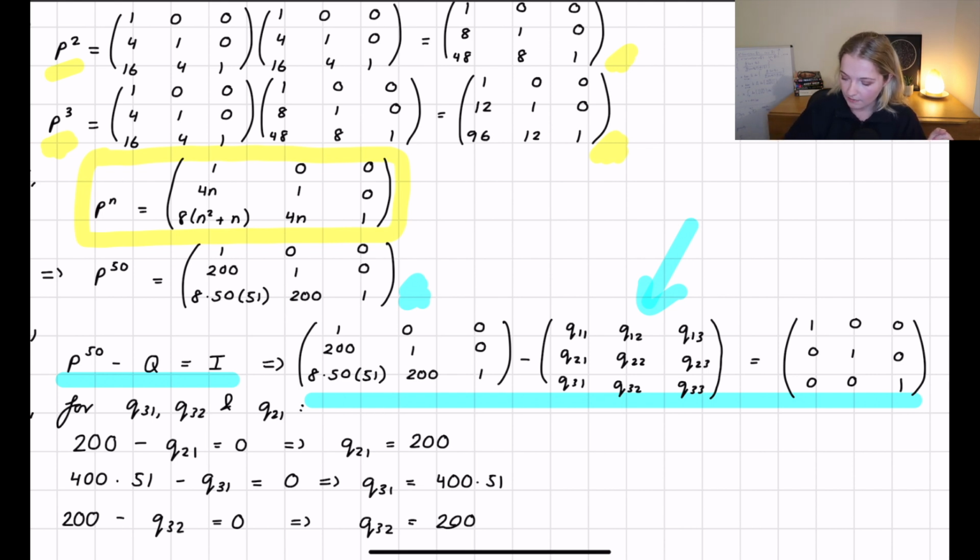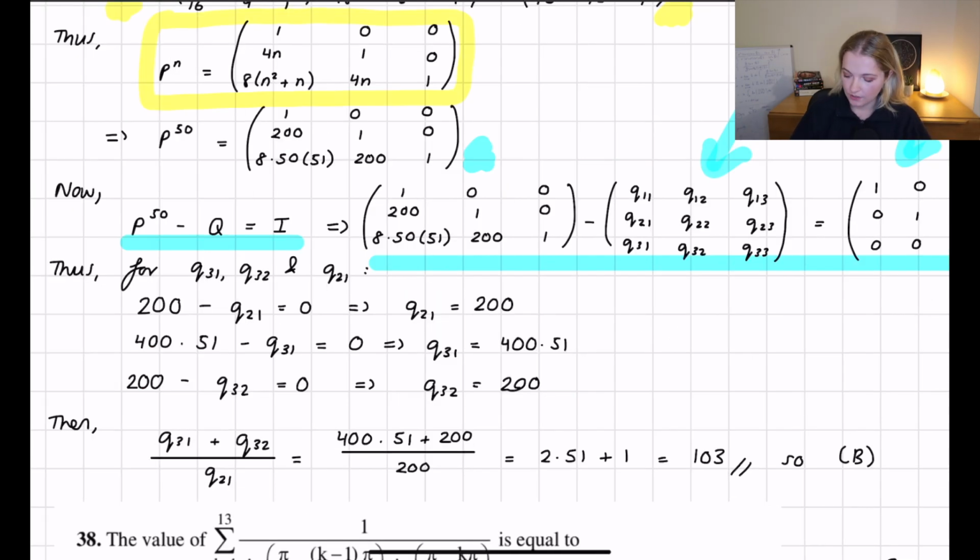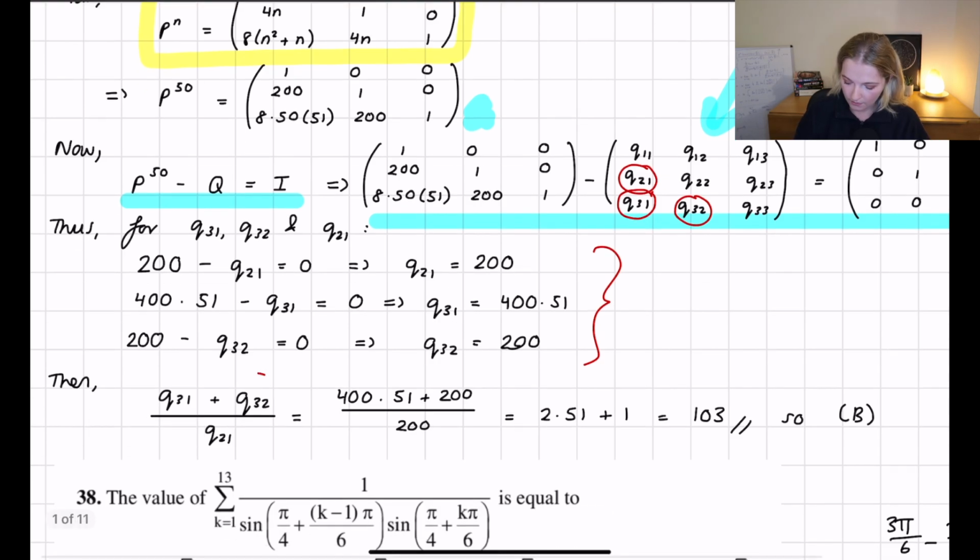And we know that the identity matrix is given by this here. And by comparing the values in the matrices, you can calculate Q31, which is this quantity here, Q32, which is this one here, and Q21, which is this here. And that's just by doing some equations as seen here. And then all you need to do is, once you know those values, compute this here, which is what they ask in the question, and you will find that you get the answer 103. So that is B in this question.